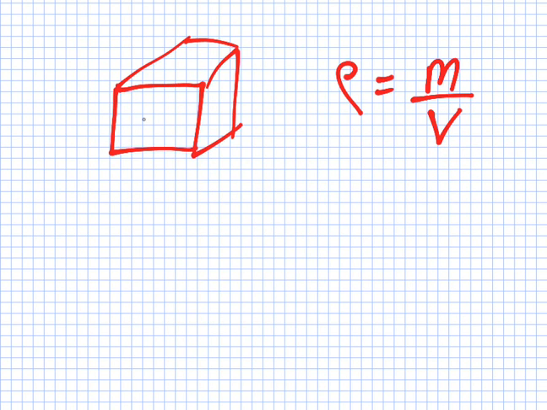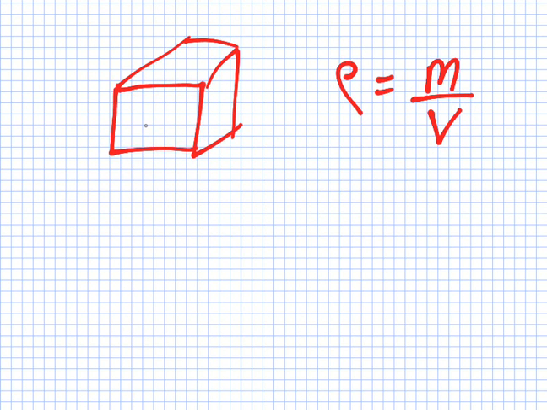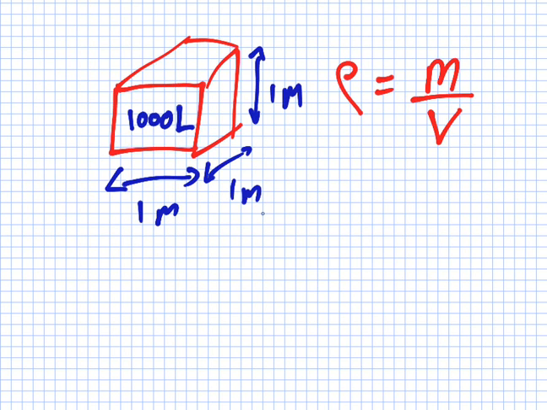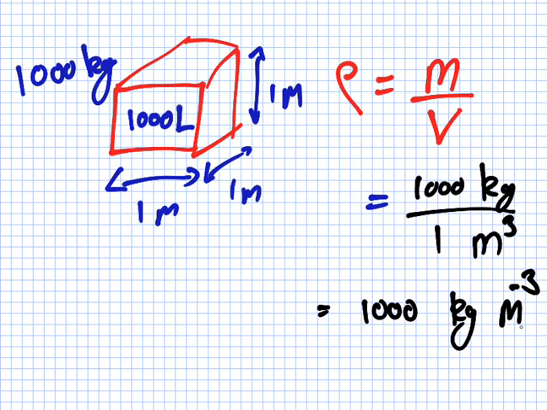Now let's imagine we have, I think maybe I even said it in the question. No, I didn't say it. Okay, let's make our life easy and let's say we have 1,000 liters. That's 1 meter by 1 meter by 1 meter. And I also said that the mass would be 1,000 kilograms. So on the top I have 1,000 kilograms, and on the bottom what do I have? One meter cubed. So the answer is 1,000 kilograms per meter minus 3, like this.